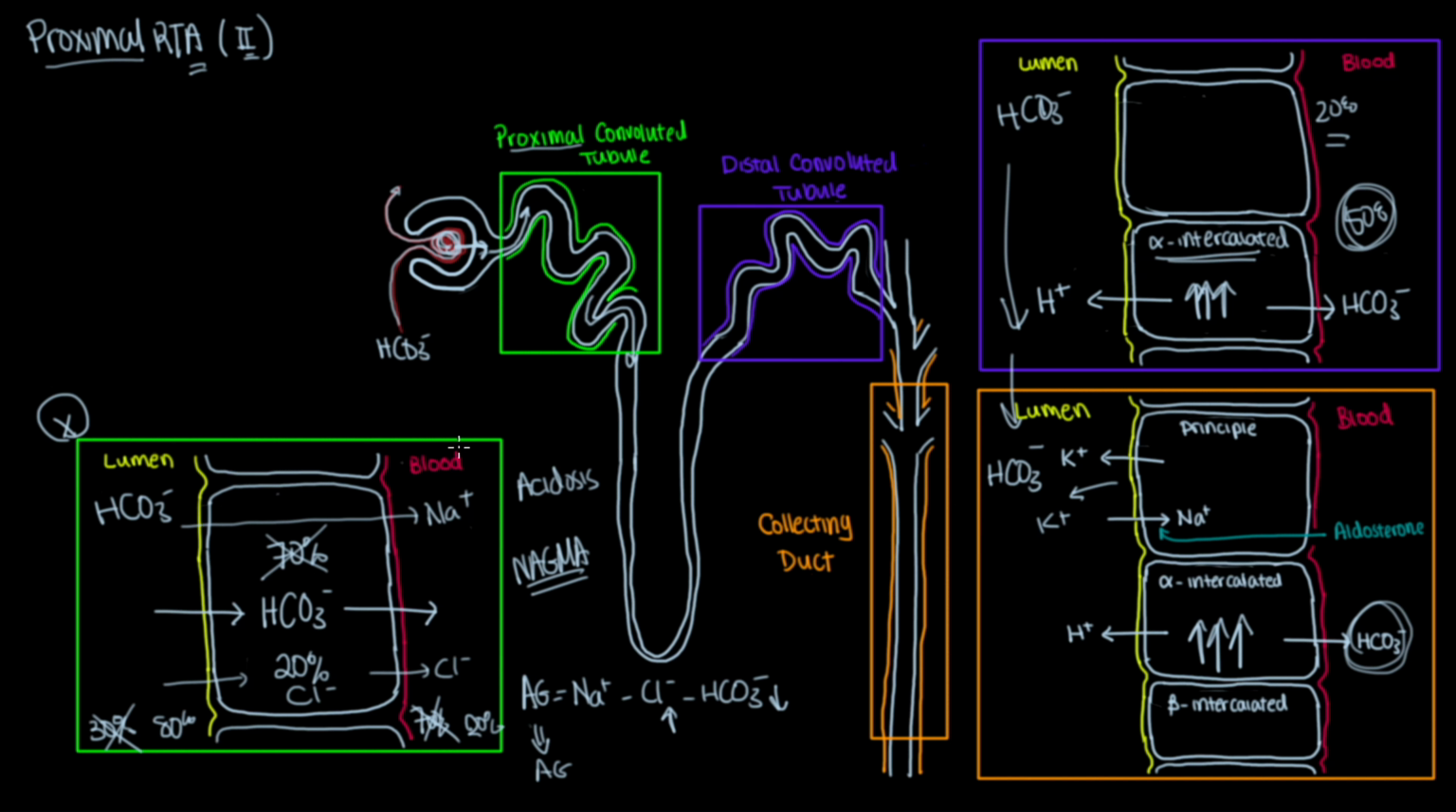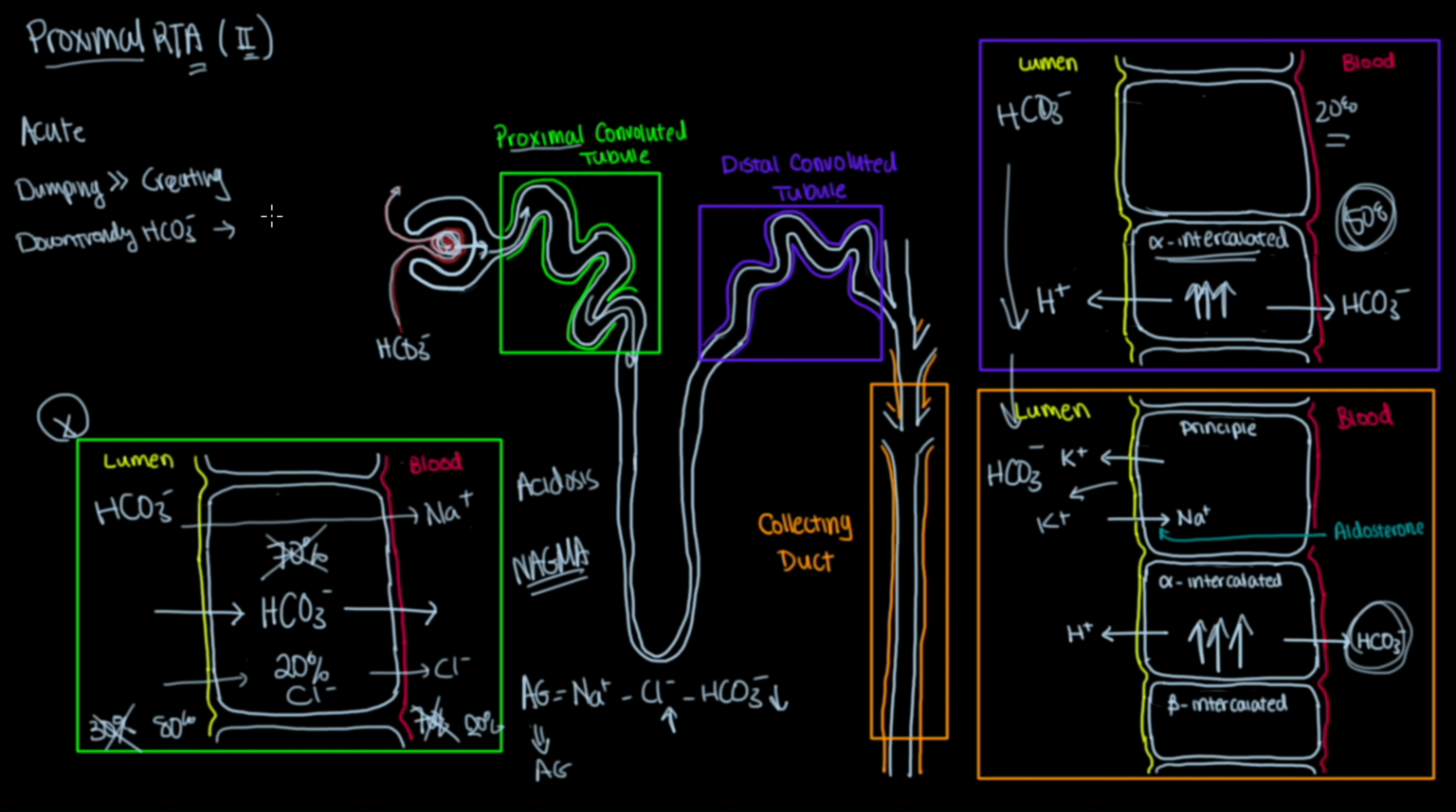However, especially in the acute phase when this pathology just started, the alpha intercalated cells are not enough to account for the amount of bicarb being lost. Now, to summarize, in the acute phase of proximal RTA, I just want you to remember that the dumping of bicarb is at a much greater rate than creating bicarb here.